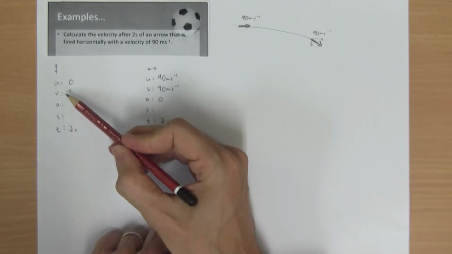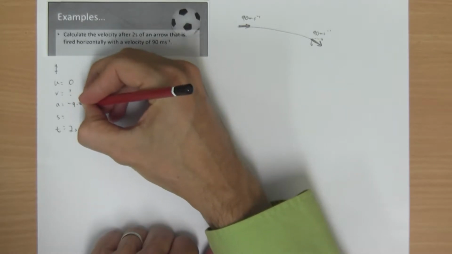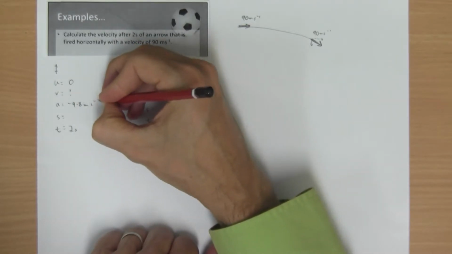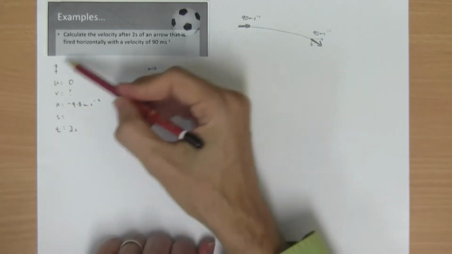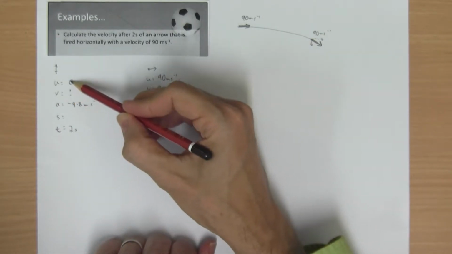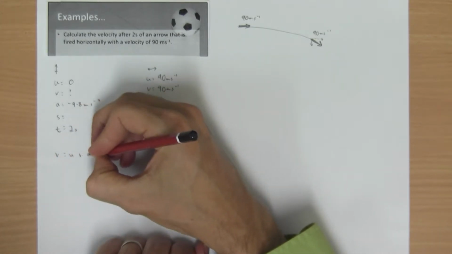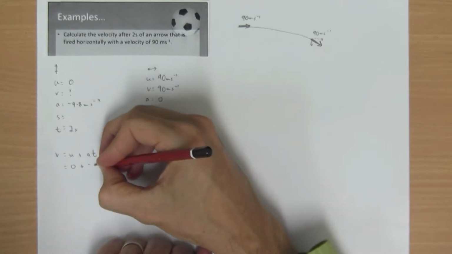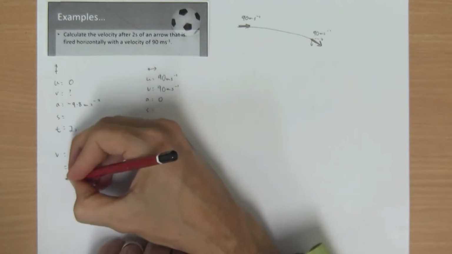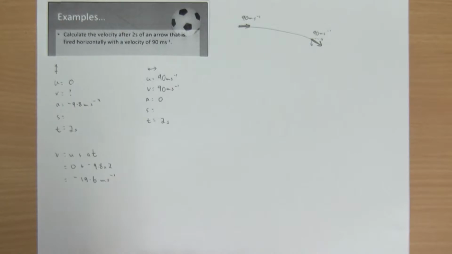I need to work out the final vertical velocity. The acceleration is gravity. It's negative because by our convention, up is positive. I actually don't care about displacement for this question. So, vertically, can I work out the velocity? U, V, A and T. So that's V equals U plus AT. U was 0, negative 9.8 times 2, which is negative 19.6 meters per second.